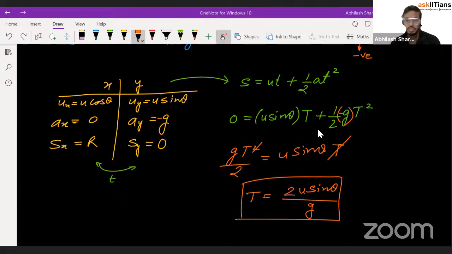So all of you can note down how to find the time of flight.